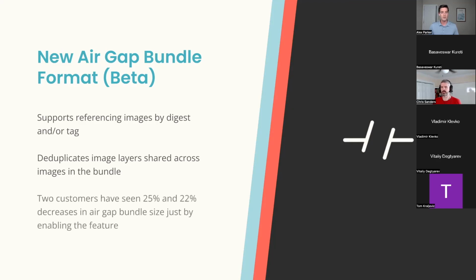And the first 2 customers that tried this had 25 and 22% decreases in the size of their air gap bundle just by enabling the feature, nothing else. They just turned on the toggle and their air gap bundle size dropped by about a quarter, which was really awesome. So this is feature flagged. It's a beta feature right now, but it's going to be rolling out to general availability pretty soon. And if you want early access, I can turn the feature flag on for you. So just let me know on that.